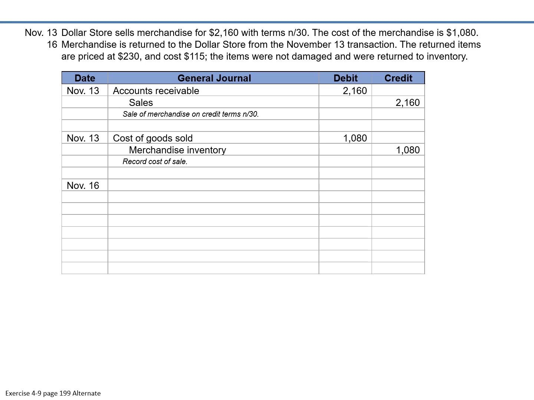The returned items are priced at $230 and they cost $115. They weren't damaged and they were returned to inventory. So we need to record our sales returns and allowances for $230.